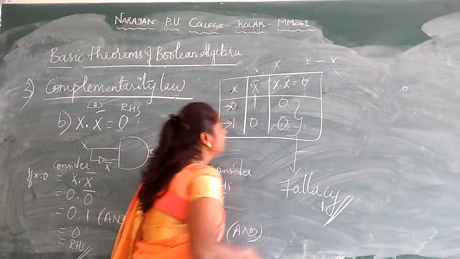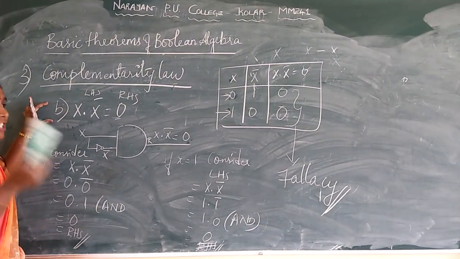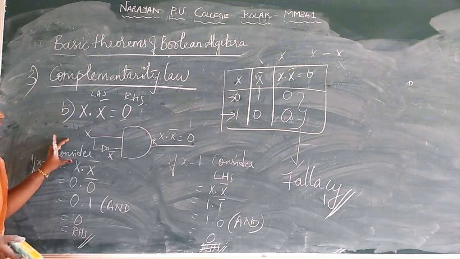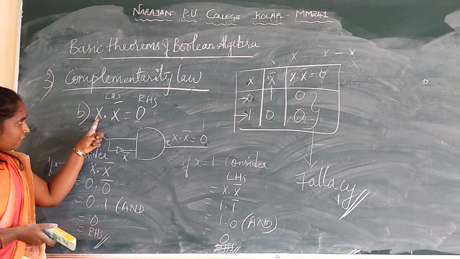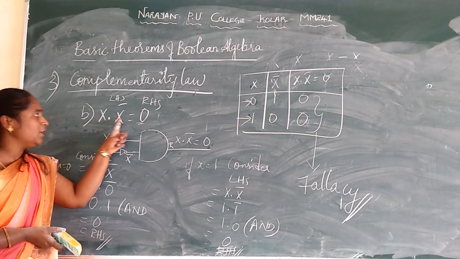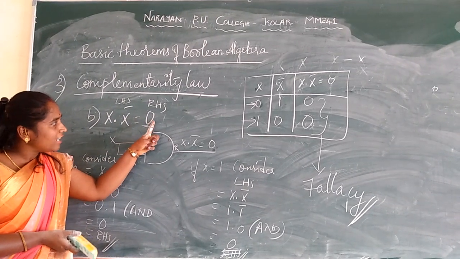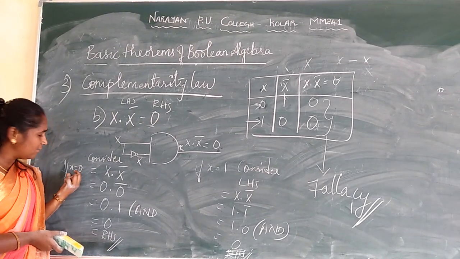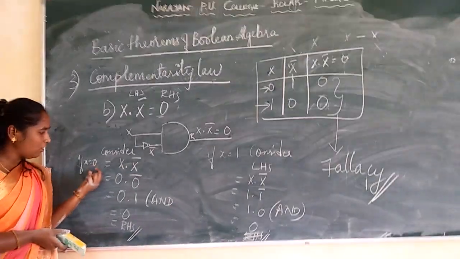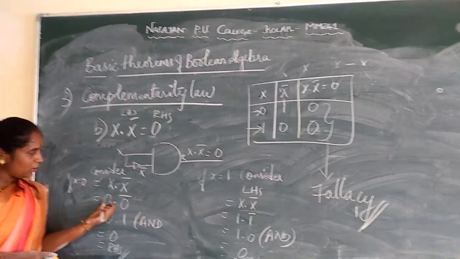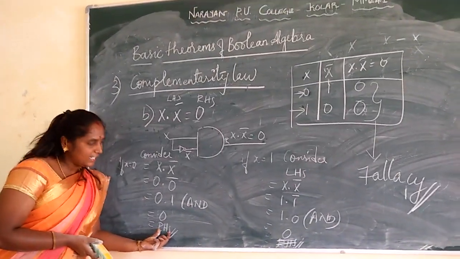Once again, see, in the complementarity rule, under the first rule we used an OR operation, and the second rule uses an AND operation. In the AND operation we take a variable, make a complement of that variable, and using an AND operation you have to prove that it is always 0. So I am considering the first case, where x is 0. In place of x I am substituting 0, the complement is changed, and I proved it is equal to RHS.